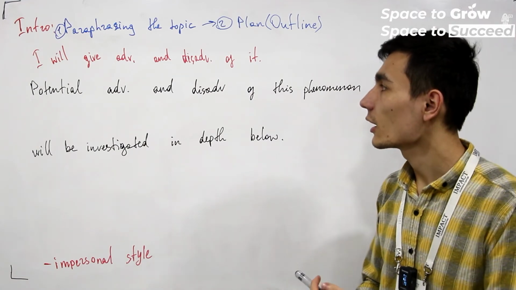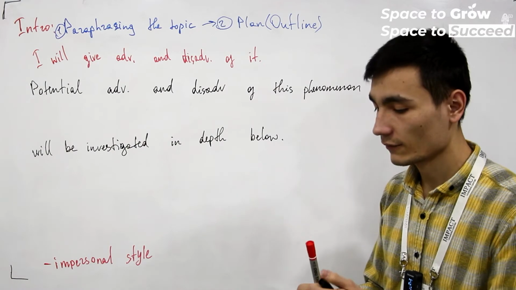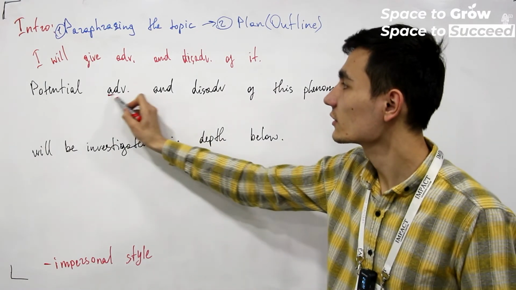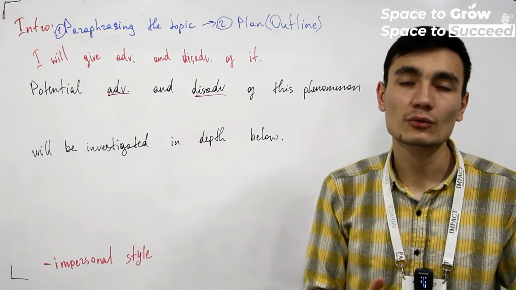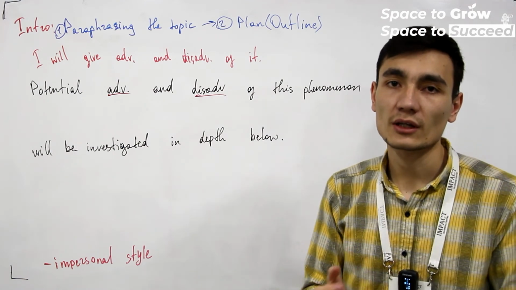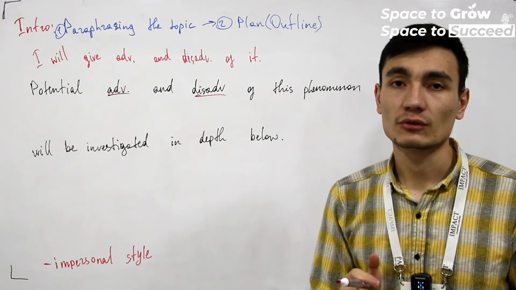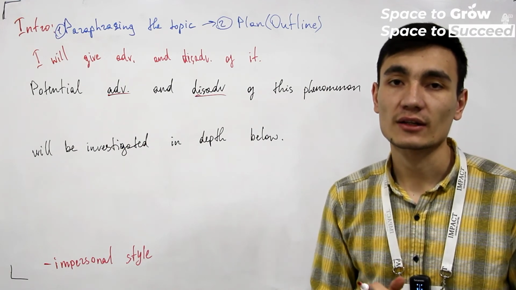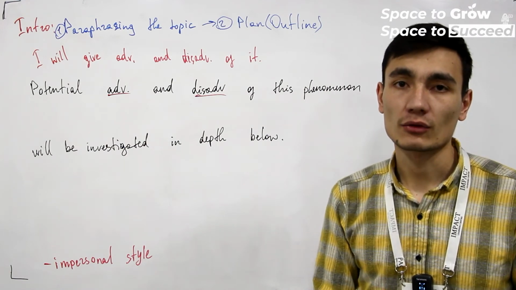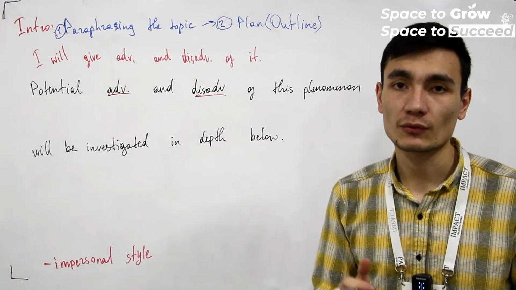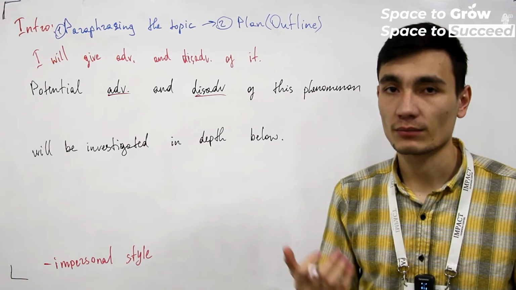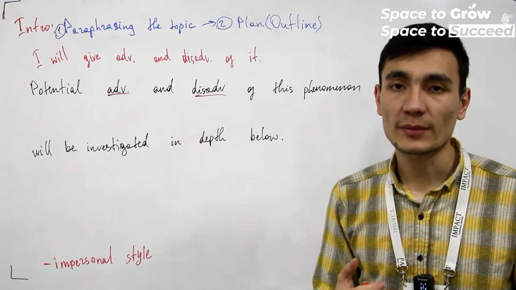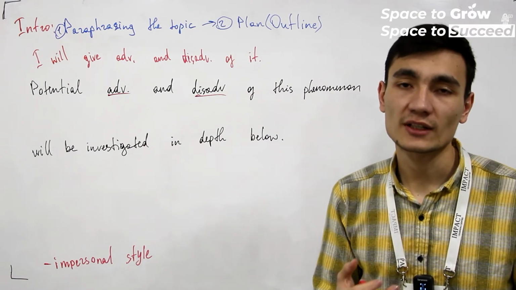And here, the problem we have is the words advantages and disadvantages. We cannot use the word disadvantage. Well, you can use the word advantage, but it's not a good idea, because most probably the examiners use the words advantages and disadvantages in their topic. So you have to use some synonyms.